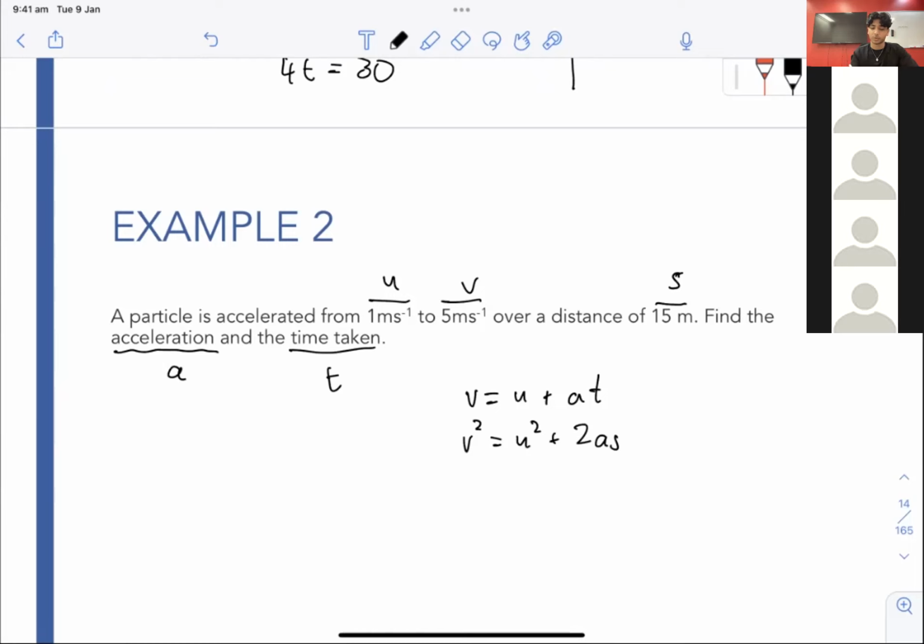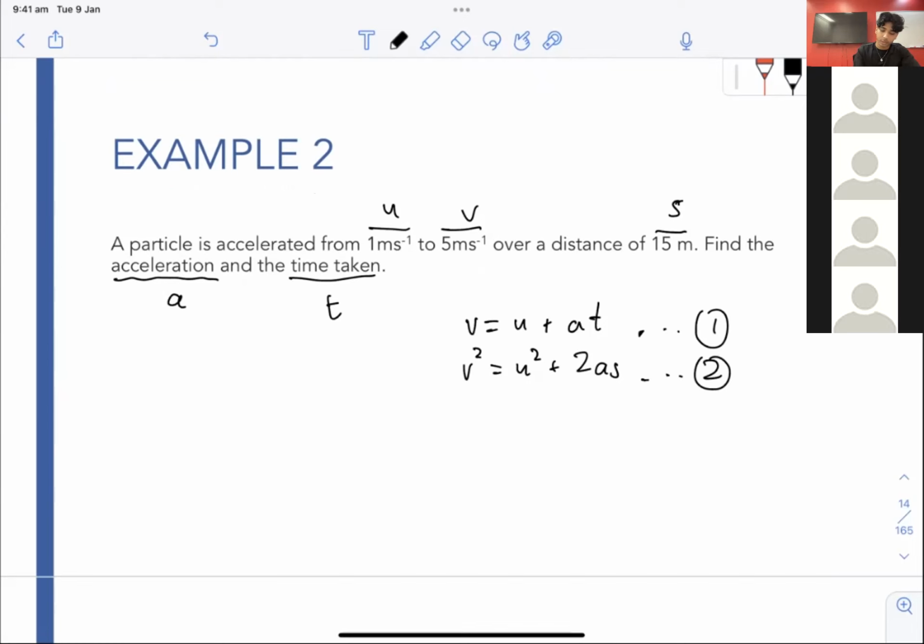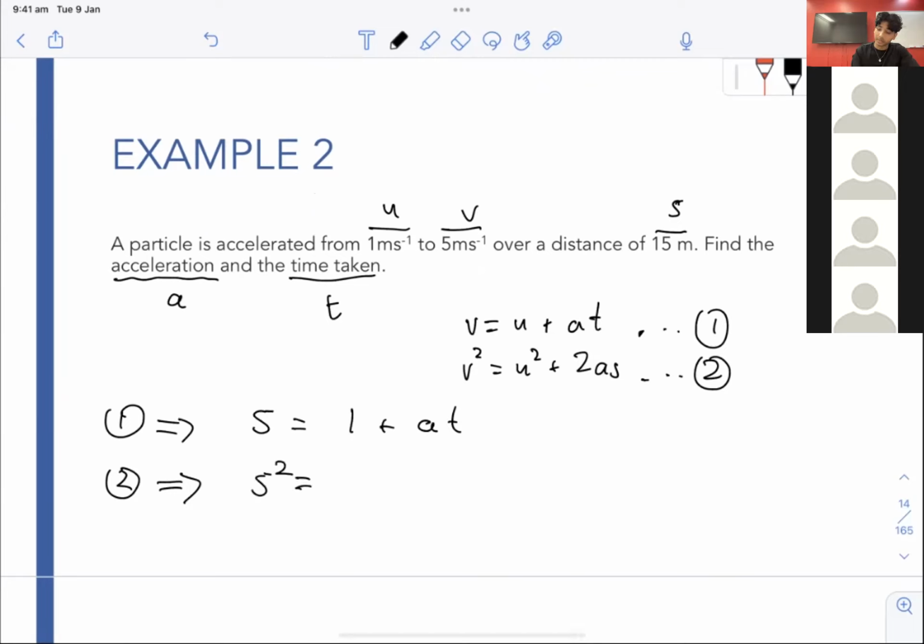Okay, now let's see what we've got to work with. All right, call this equation 1 and equation 2. In equation 1, we have V as being 5. So 5 equals U, which is 1, plus AT, which we're finding. In equation 2, we have V squared, which is 5 squared, equals U squared, which is 1 squared, plus 2AS, so plus 2A times the displacement again, which is 15.